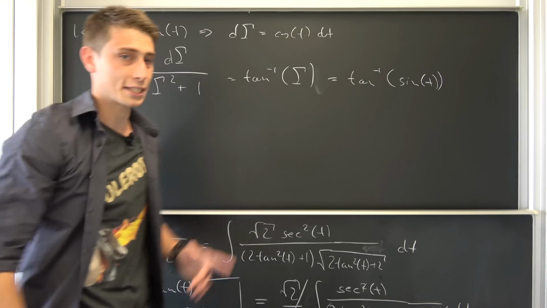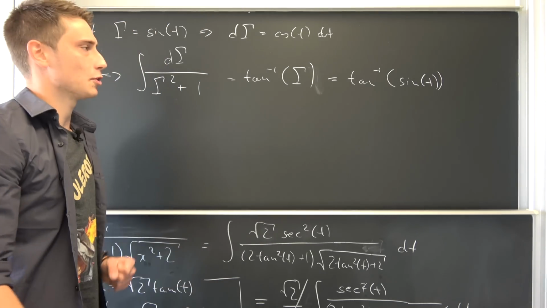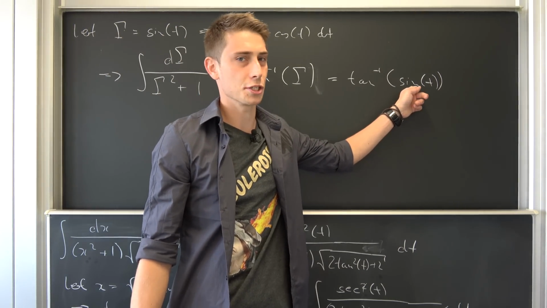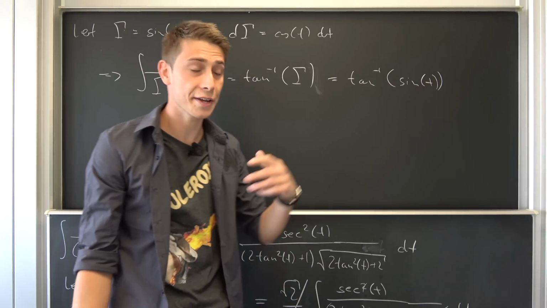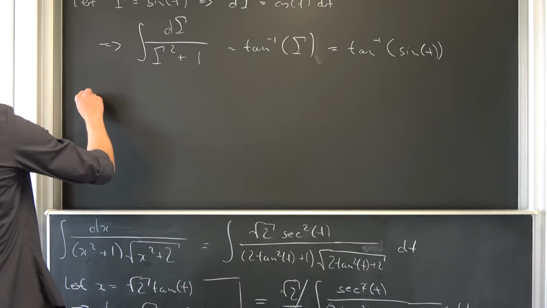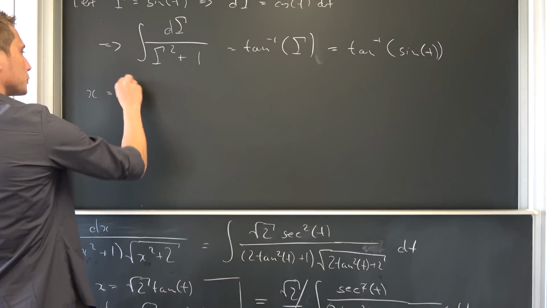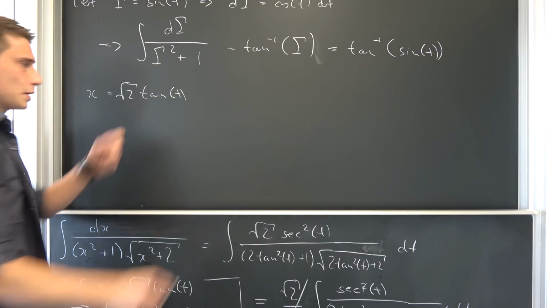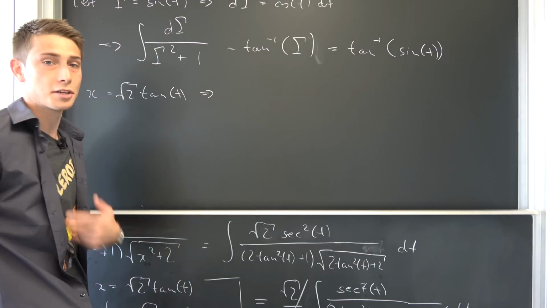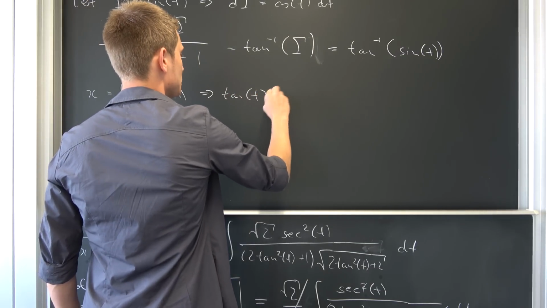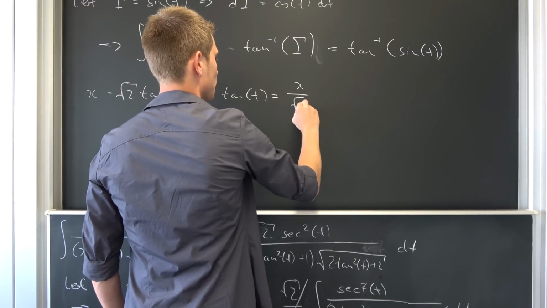But we are not completely done yet, because this is not our original x. So we have to get back to the x world. So remember that our x was nothing but square root of 2 times the tangent of t. Well, we can divide both sides by square root of 2, which is not equal to 0. So that means that tangent of t is nothing but x over square root of 2.